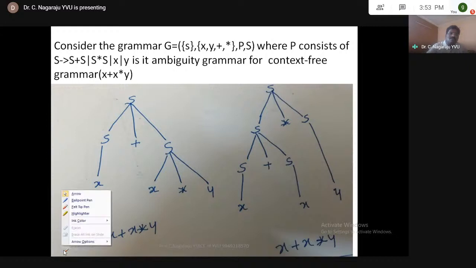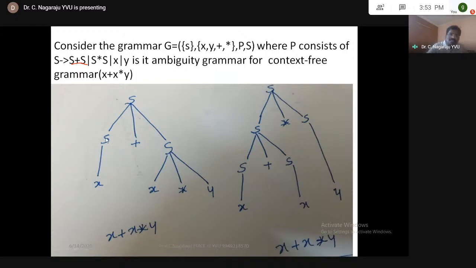Suppose, for example, I am taking the first production. I will verify whether it is possible to derive the string or not. So here I am constructing it. S can have the form S plus S. We have taken S is equal to S plus S.